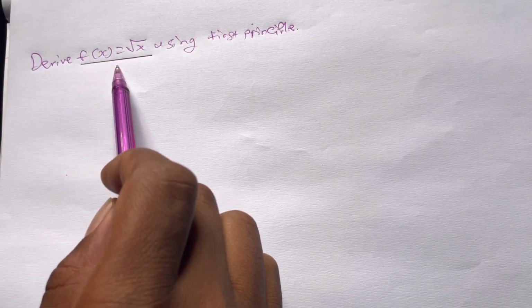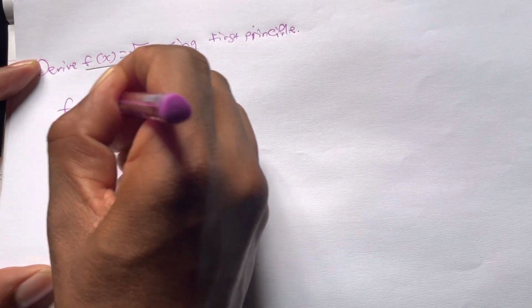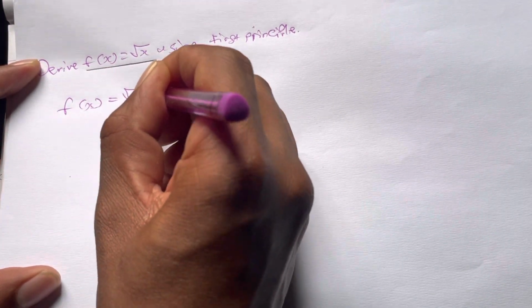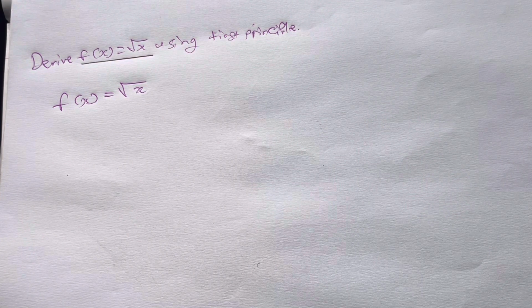Hi, so we are to derive f of x equals square root of x using first principle, okay? So what we are given is f of x equals square root of x, and we have to derive this using the first principle. So the first thing is to check how our answer is going to look.